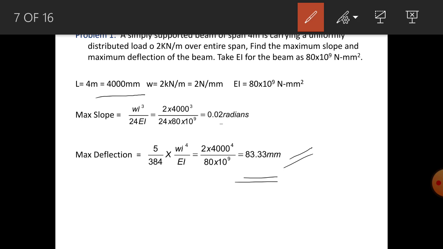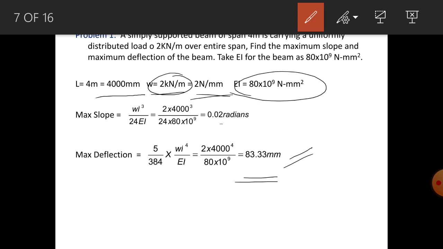So 1 kilonewton per meter is equal to 1 Newton per mm. If it is 1 kilonewton per meter, it means 1 Newton per mm. In the same way, here it is given as 2 kilonewton per meter, so we want it in mm, and when you change the units, you will get 2 Newton per mm. So this is given already in mm, so no worry.